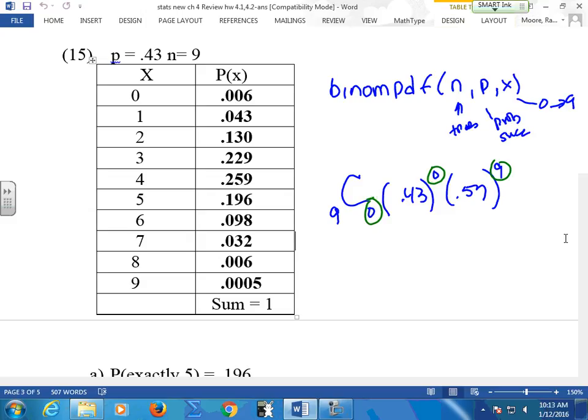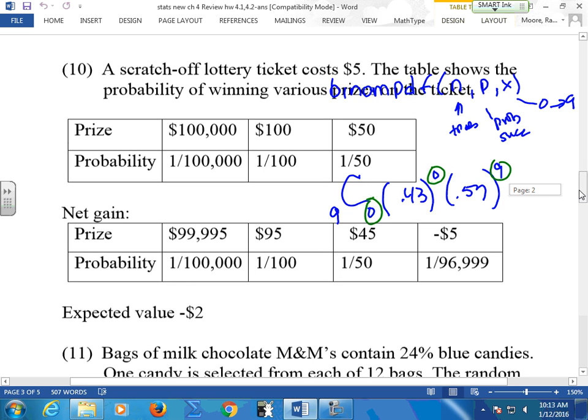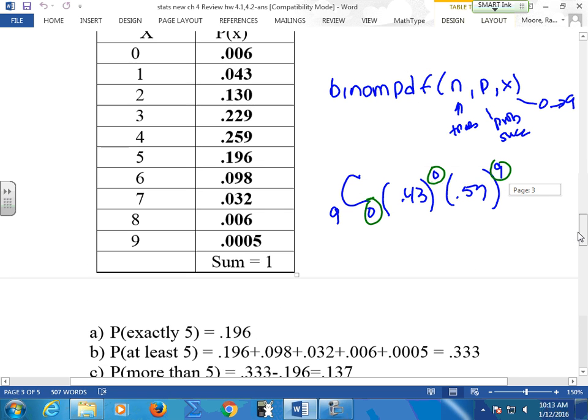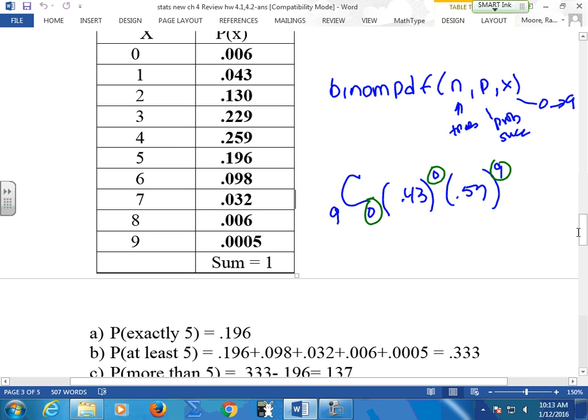All right, now, based on your chart, you can answer these questions. Based on your chart, I want exactly 5. I come to my 5, there's my exactly 5. I want at least 5. That's the least it could be. So I'm going to add up my 5 or more. That's when you really want to leave that one out.